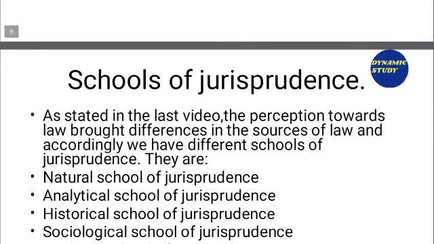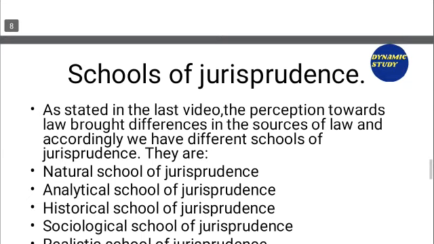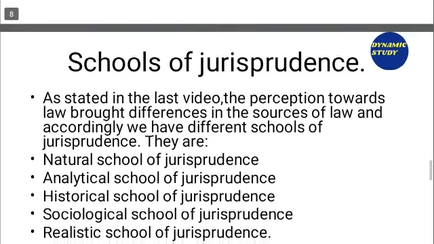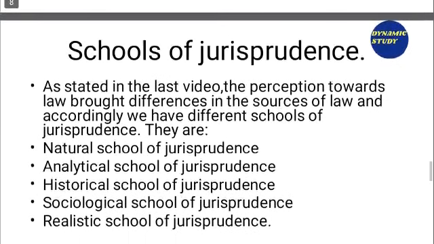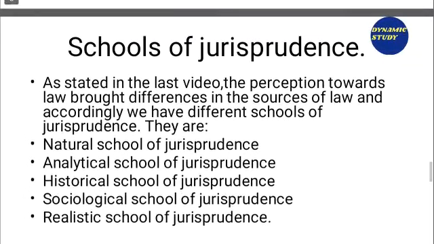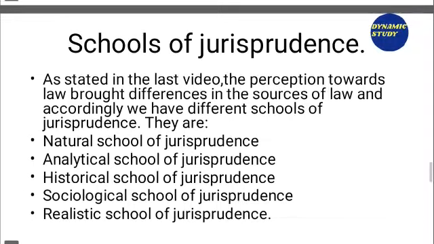thought had been varied, because of which there were different schools evolved. And the different schools go like this: one is natural school of jurisprudence, the other one is analytical school of jurisprudence, historical school of jurisprudence, sociological school of jurisprudence, and the last one is the realistic school of jurisprudence. Apart from this, we have philosophical and Kelsen's pure theory of law. But when it comes to the schools of jurisprudence, these five are very, very important.